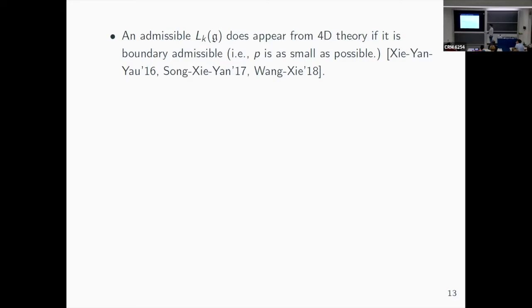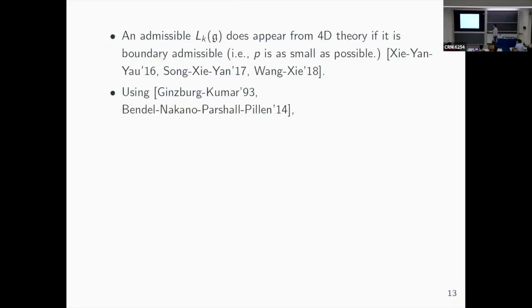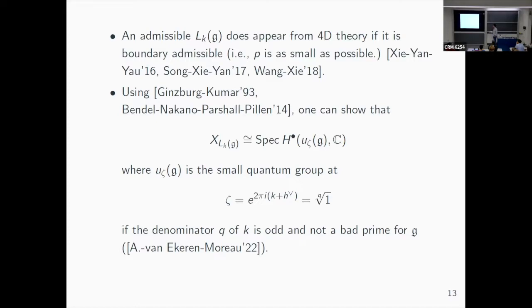And if you are familiar with modular representation theory, you find that this is quite similar to the so-called restricted nullcone that appears in modular representation theory. And in fact, you can show that the associated variety of the admissible representation is the spectrum of a cohomology ring of a small quantum group at a root of unity, where the root of unity is described by this formula.